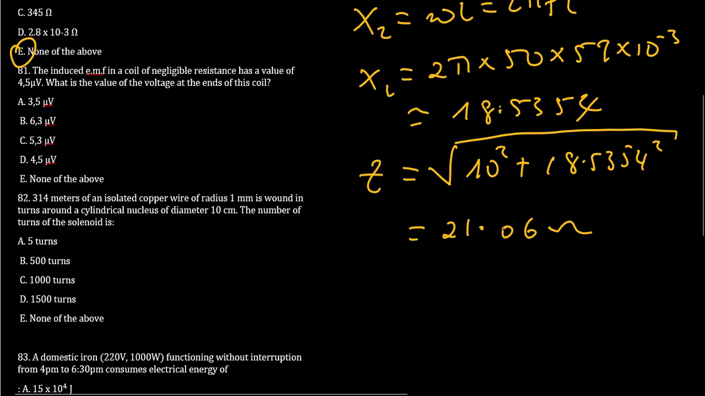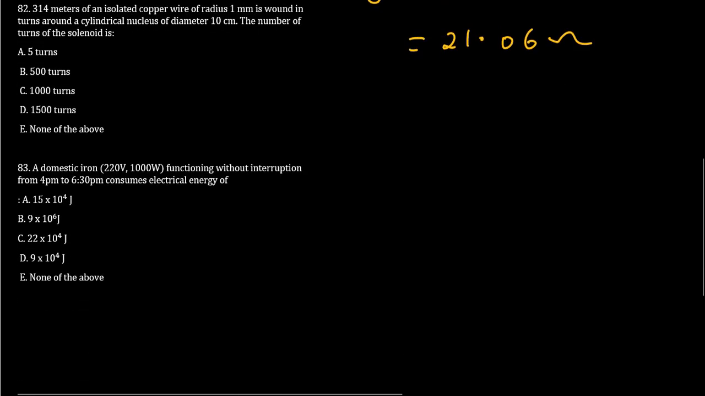Okay, question number 81. The induced EMF of a coil of negligible resistance has a value of 4.5 microvolts. What is the value of the voltage at the ends of the coil? It has to be 4.5 microvolts. Correct option D.